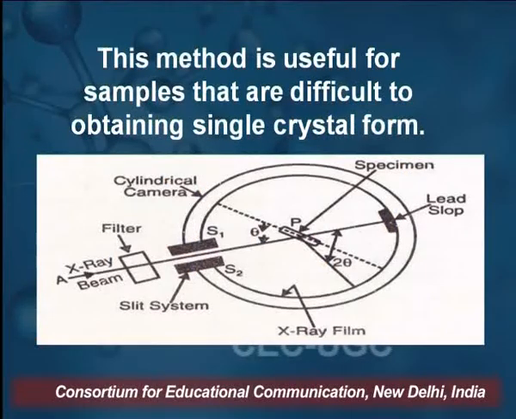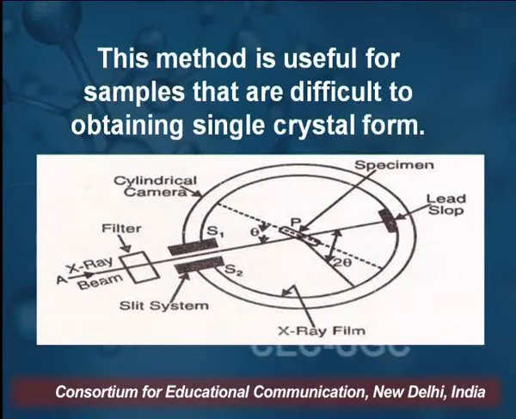Now, this method is useful for the samples that are difficult to obtain in single crystal form. Sometimes we prepare samples in the laboratory, and the sample is in the powder form. So this method is very important for the sample which is in the powder form. On the screen we are seeing the diagram which explains the X-ray diffraction of the powder method.